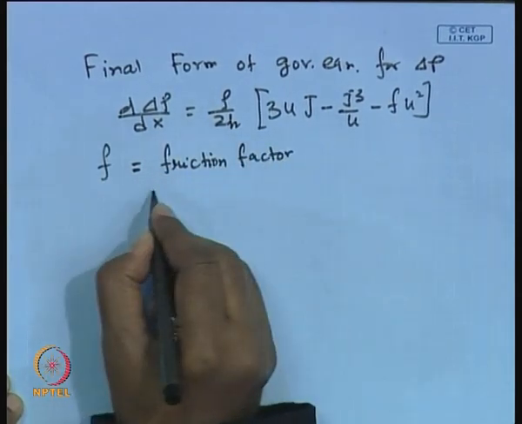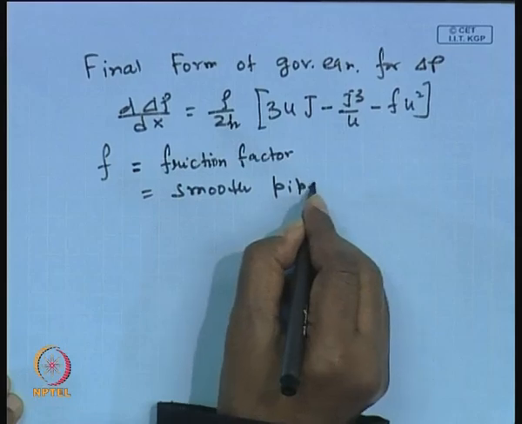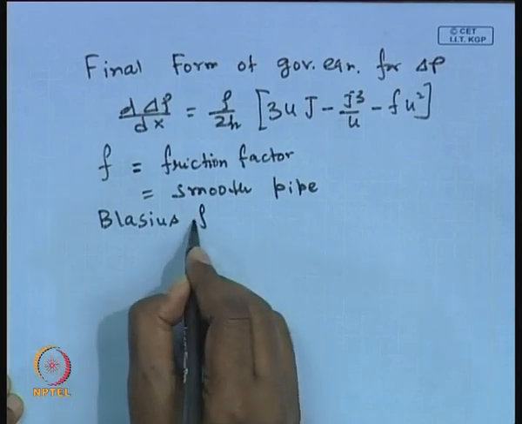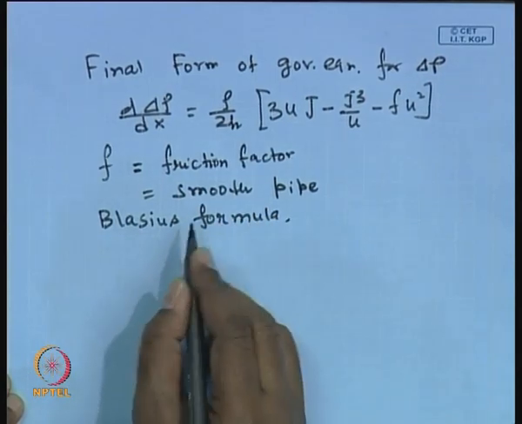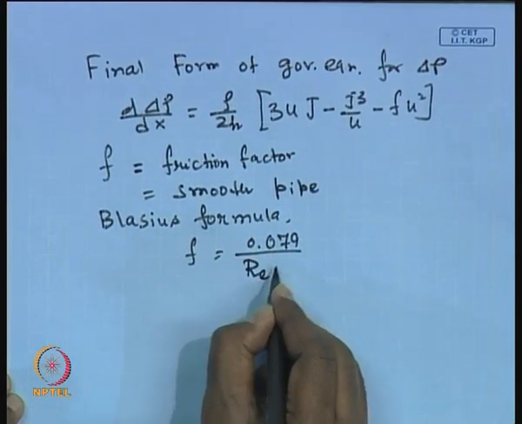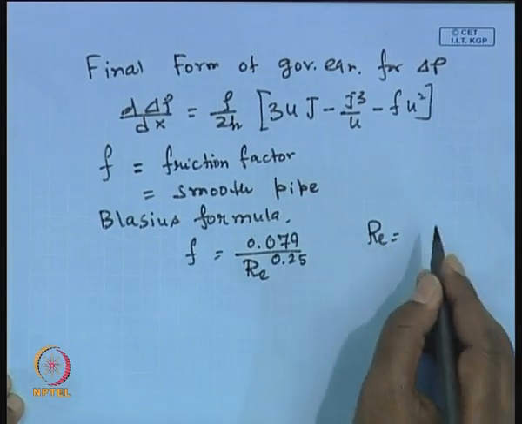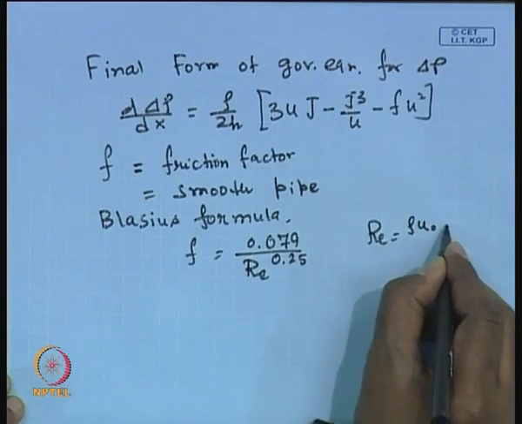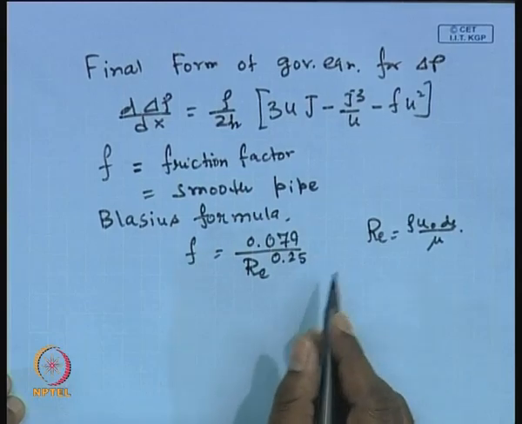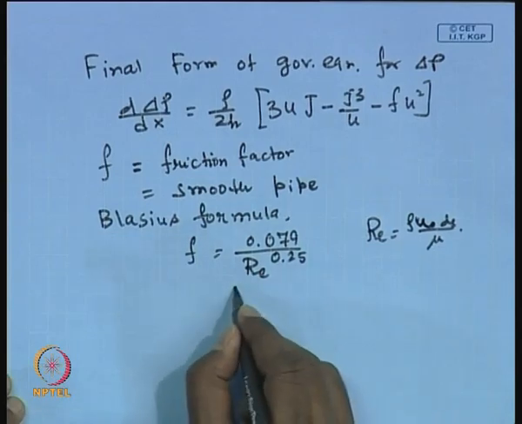For a smooth pipe, you can use the Blasius formula, f is equal to 0.079 divided by Reynolds number raised to the power 0.25, where the Reynolds number is based on the equivalent diameter, rho u d by mu. Now, this is not u0, this will be u, the bulk velocity. So, this is the Fanning friction Blasius formula.